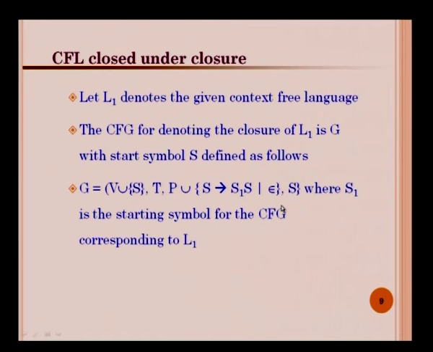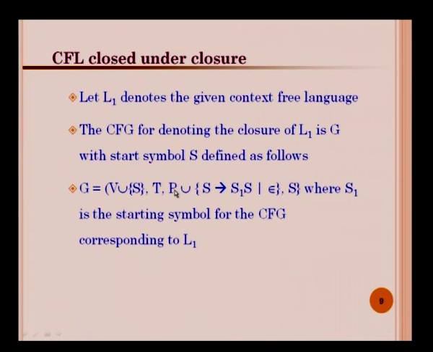Now we shall see how we form the various components of the grammar. The first one is the variable set. So, V, which is taken from the variable set of the given grammar for the language L1, union S. S is going to be the start symbol of the new grammar, for which we need to write a new production. Then the terminal set is simply copied from the terminal set of the given language for which we need to find the closure. And then P is going to be the list of all productions.